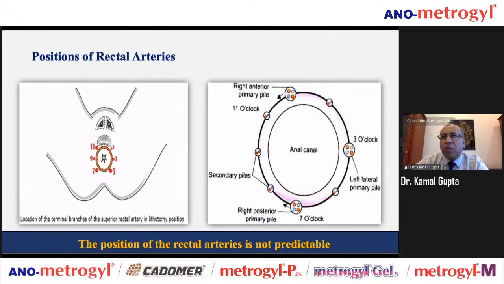Secondary hemorrhoids normally occur as a result of some disease, for example, cancer of the rectum. And these other hemorrhoids should be called accessory hemorrhoids. Believe me, the position is not constant. So don't always think that 3, 7, and 11 is constant, whereas 1, 5, 9 is also constant, which is not true. As the position of the rectal arteries is not predictable, the only thing is you will have to palpate and see when you are performing your procedure.